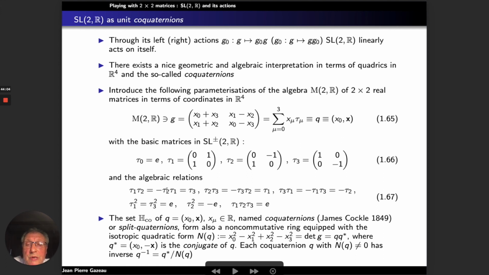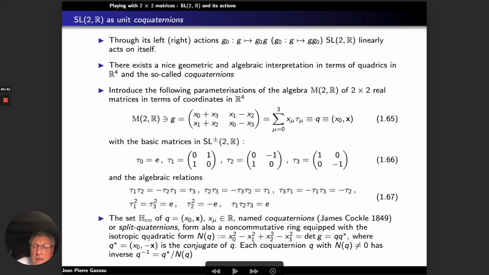T1 T2, which is equal to minus T2 T1, is equal to T3. T2 T3 is equal to minus T3 T2 is equal to T1, and T3 T1 is equal to minus T1 T3 is equal to minus T2. And when you take the square of T1 and T3, you get the identity. When you take the square of T2, you get minus the identity. And when you take the product of T1, T2, T3, you get the identity.